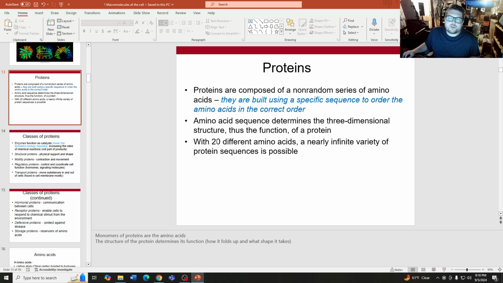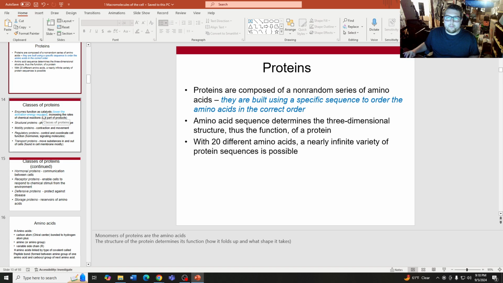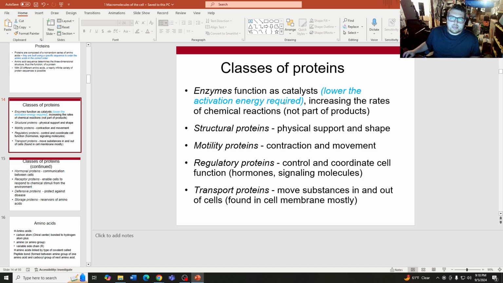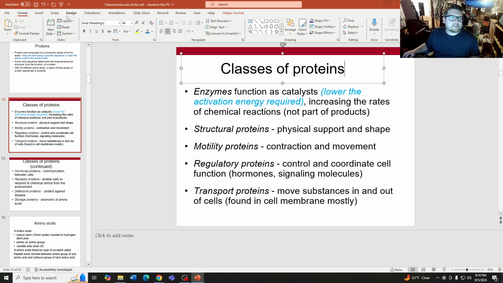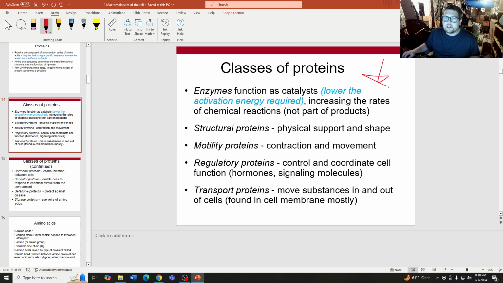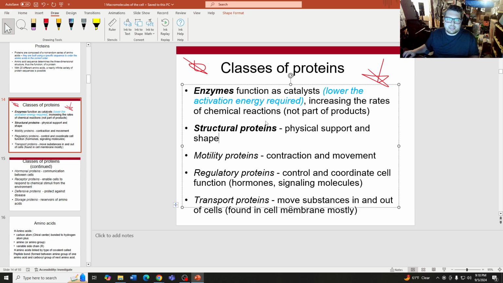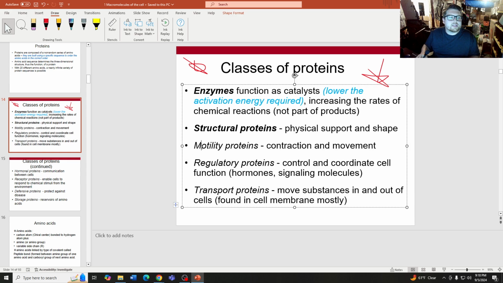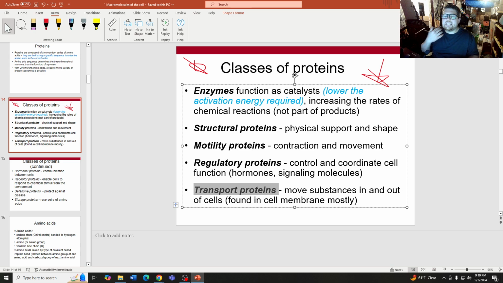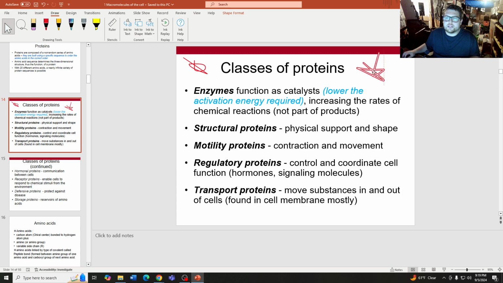So, with 20 different amino acids, there is a nearly infinite variety of protein sequences that are possible to make. There are a bunch of different proteins in our body. Here are some of the types of proteins. This is a great slide for pulling test questions out of, because it's just straight definition type stuff. Anything that's italicized, bolded, or highlighted, focus on those things for test questions, because oftentimes those are the easiest ones to write questions about.